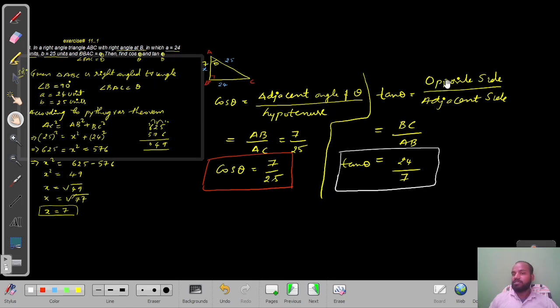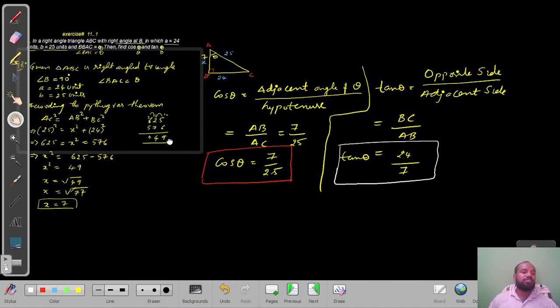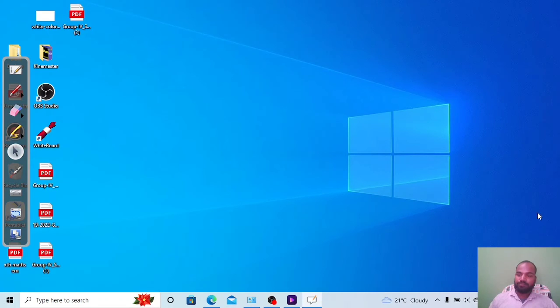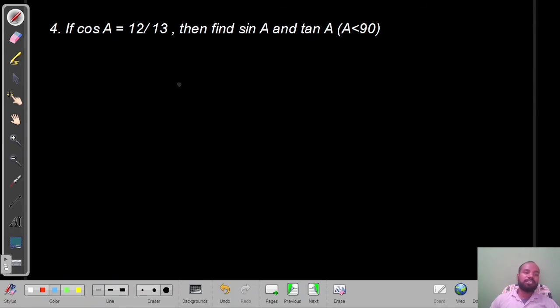Here, tan theta formula is opposite by adjacent. Then what is the value we got? So I substituted the values here. Then this is your final solution for the answer. Am I clear? So next, moving to the next problem. See the next problem here. What is the next problem given here?